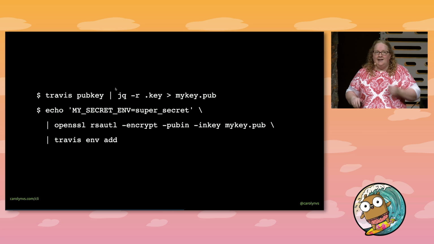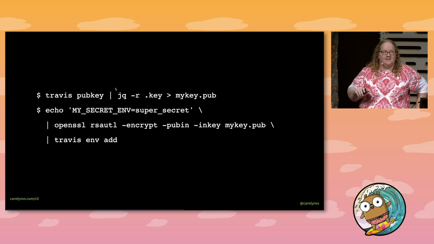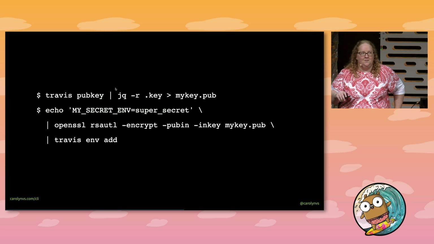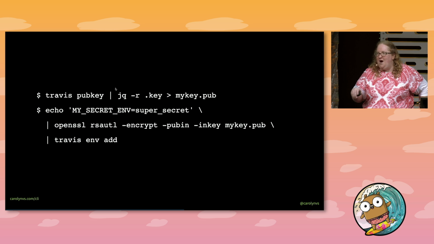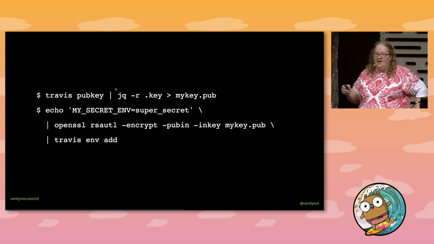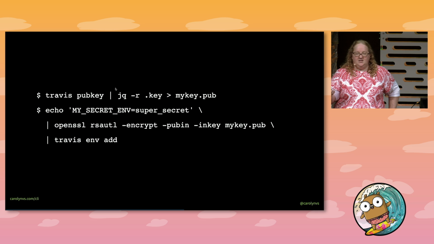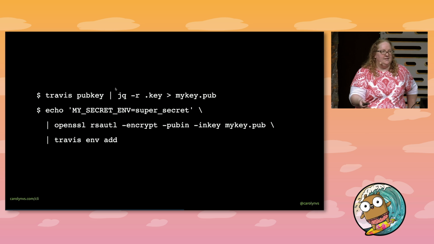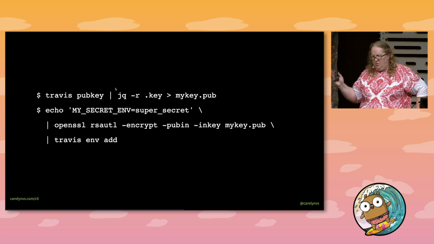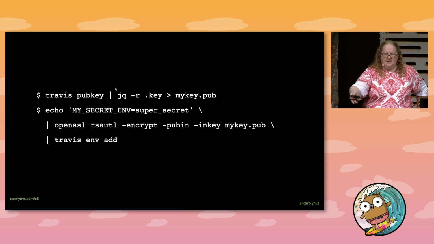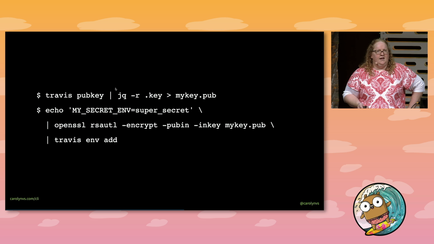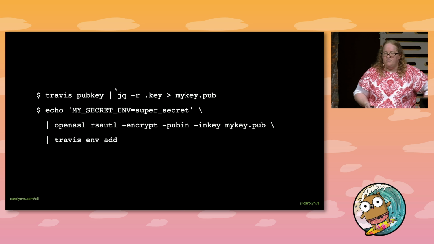But let's say that they hadn't done that. What would be the hot mess that you'd be stuck with that maybe you wouldn't love? Oh, no problem. You just call PubKey, and then you echo out super secret, and then you copy and paste an OpenSSL command that you don't understand from Stack Overflow, no problem. And then you pipe that into env add. Yeah, where are you going? Why don't you like my tool anymore?